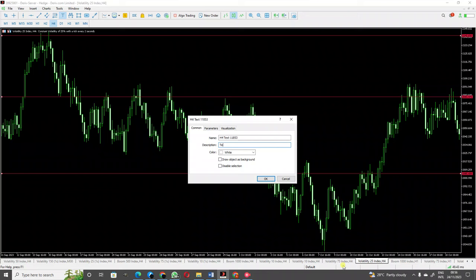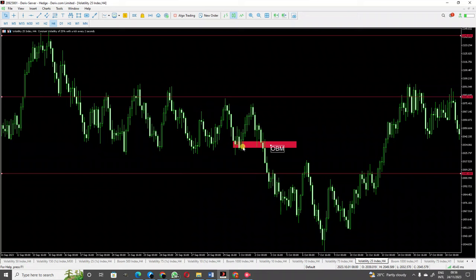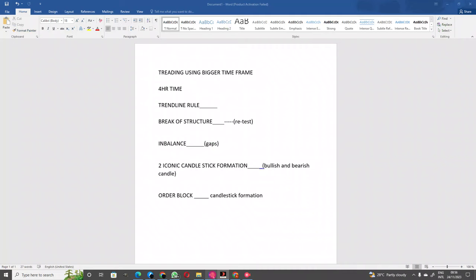I'll just write: obvious breakout movement was expected there, right? Obvious breakout movement was expected there. That is why when the market broke out of this area, the market had to continuously go down, right?